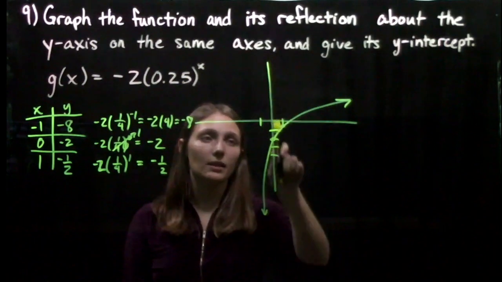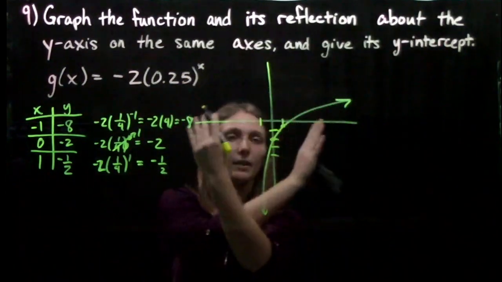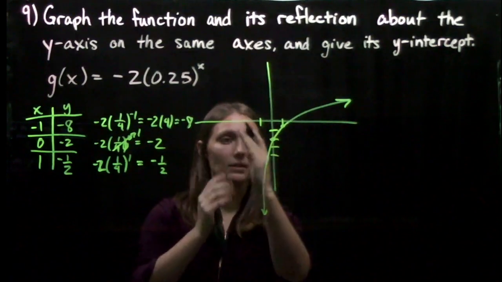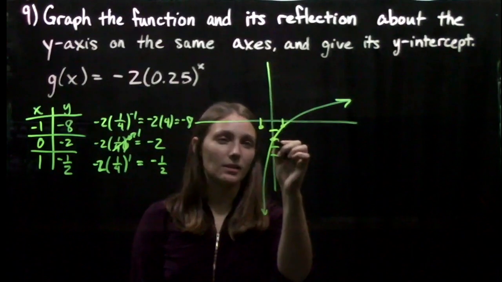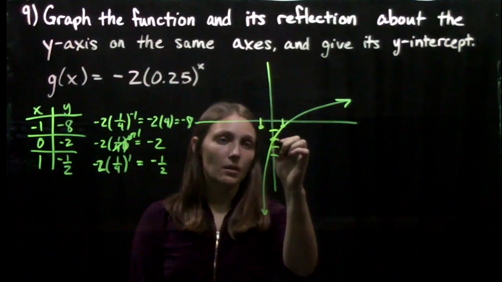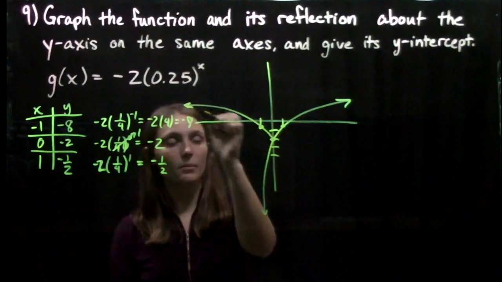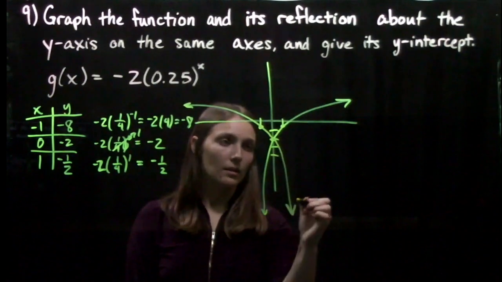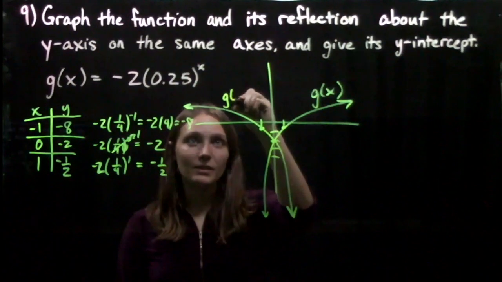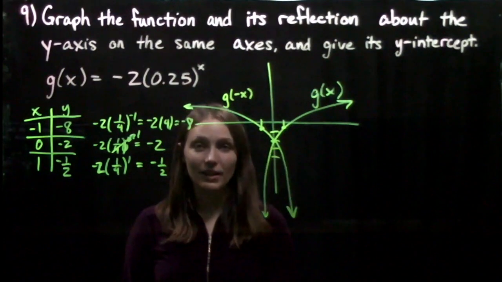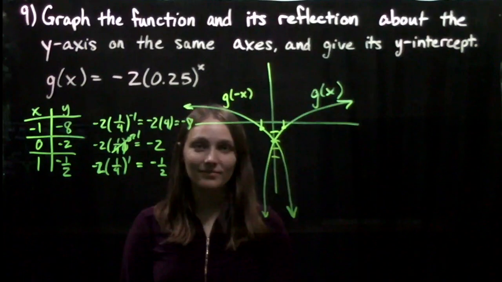Now it asks us to reflect it about the y-axis on the same axis. So the y-axis is here, so we're going to reflect it. And it's going to look the exact same, but as if it's in a mirror. So we're going to take this point, we're going to map it to the other side of the y-axis. This point's on the x-axis, so now all we do is we connect the points, and there we go. We've got our g of x, and this right here is going to be your g of -x. And there are your functions graphed.